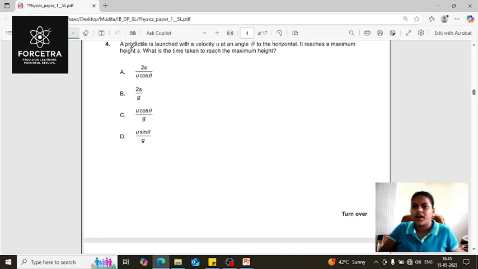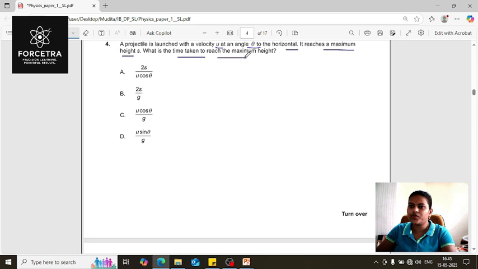Next question. A projectile is launched with initial velocity u at an angle theta with the horizontal. It reaches a maximum height h max. What is the time taken to reach the maximum height? So what is the time to reach the maximum height? So this time is asked at h max.